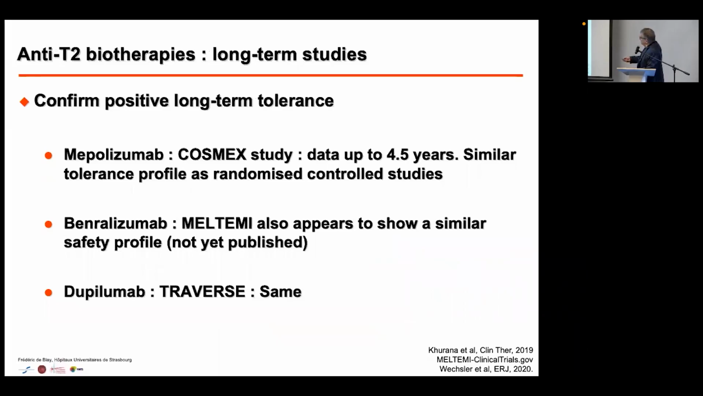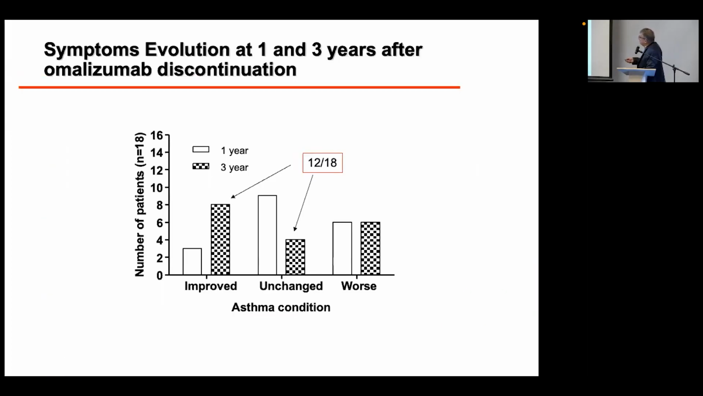And the same with benralizumab and the same with dupilumab. So there is a long-term effect, but I wanted to show you this. A study was published where they used omalizumab for 7 years, and they stopped. The patients were allergic to mite or allergic to cat. Then 3 years after, you look at the number of patients, it's a very small group, 18. You have 12 out of 18 who improved their asthma 3 years after stopping.